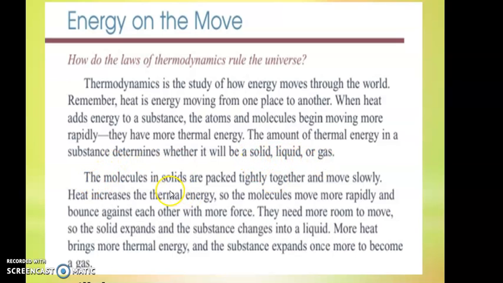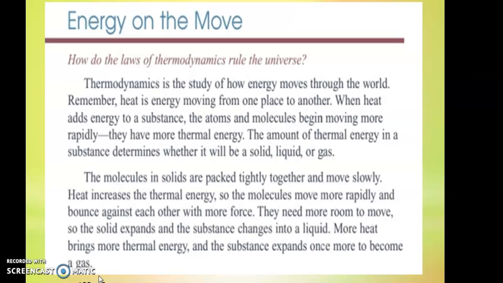The molecules in solids are packed tightly together and move slowly. Heat increases the thermal energy, so the molecules move more rapidly and bounce against each other with more force, right? They need more room to move. So the solid expands and the substance changes into a liquid. More heat brings more thermal energy and the substance expands once more to become a gas.